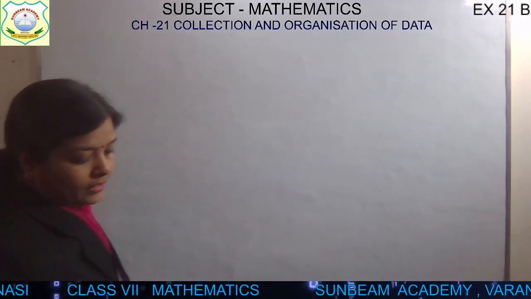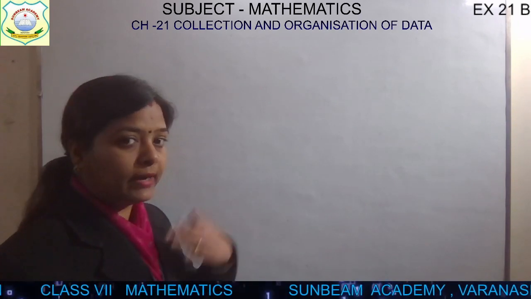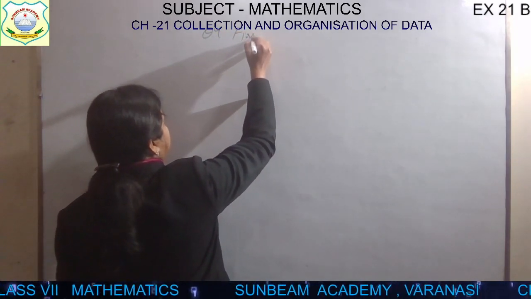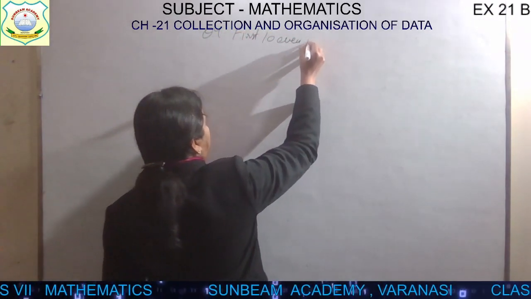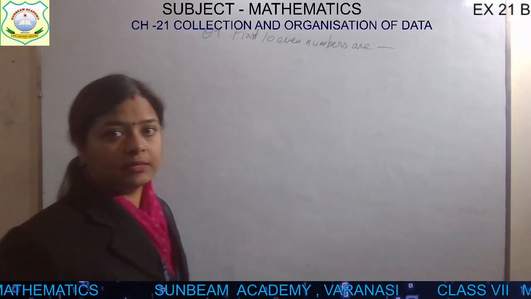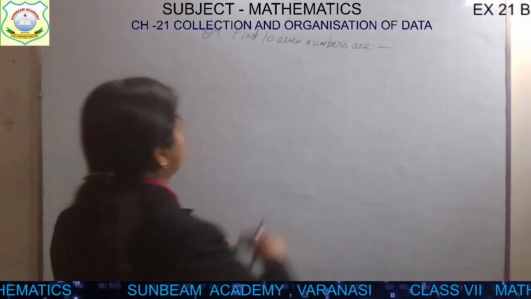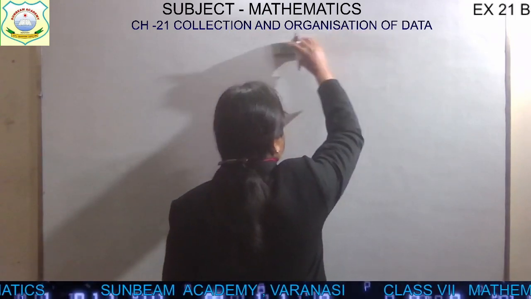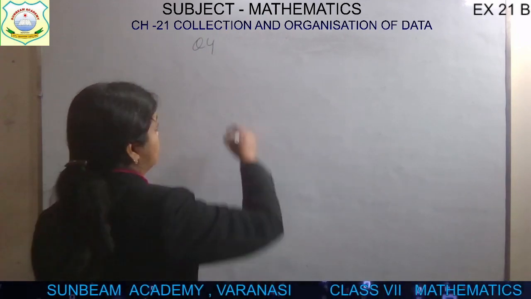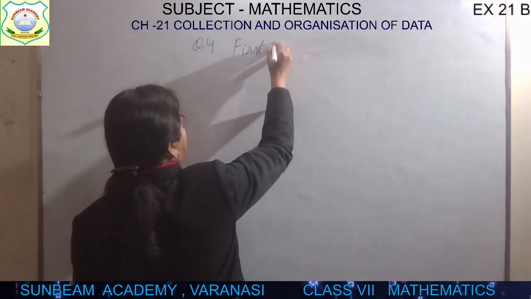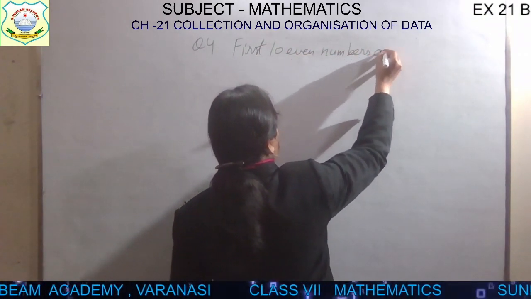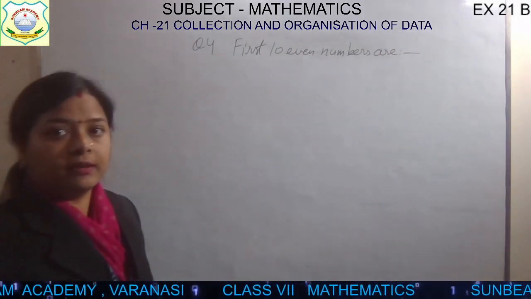Now question number 4 is the median of first 10 even numbers. So we will write the first 10 even numbers first. Question number 4. First 10 even numbers are. Okay, it's not visible. Wait, let me write just below it. First 10 even numbers are.